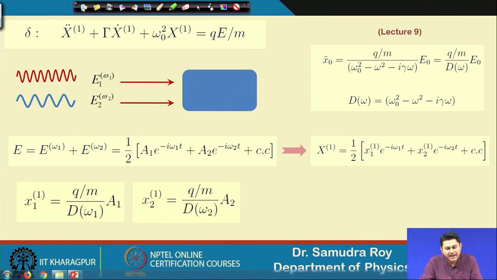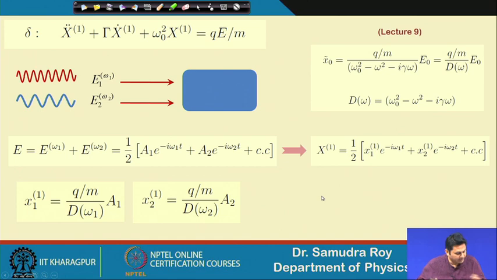Now we have two solutions in our hand when I am launching two electric fields. So x1 and x2 are known: x1 is a component of frequency omega 1, and x2 corresponds to the frequency component omega 2. It is very important that you appreciate how the frequency components are separated out and what the corresponding frequency component is.